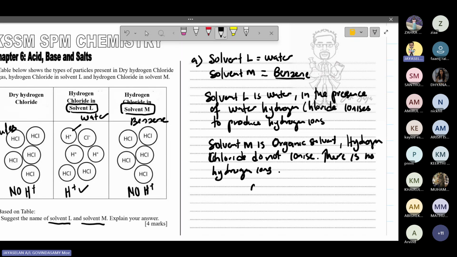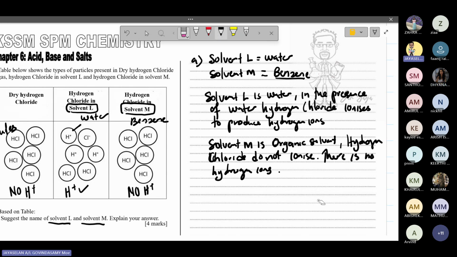Okay, so Diana, you write freely moving, right? Freely moving hydrogen ion. This is not suitable. Freely moving hydrogen is used for the electrical conductivity. Here there is no electrical conductivity. Okay?